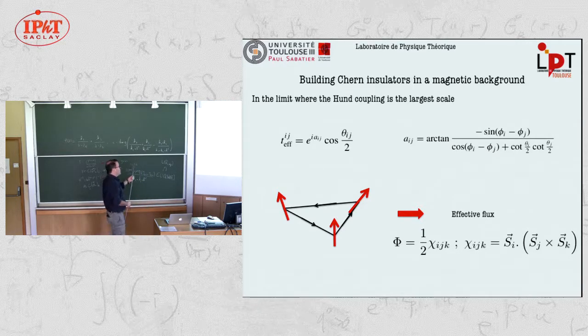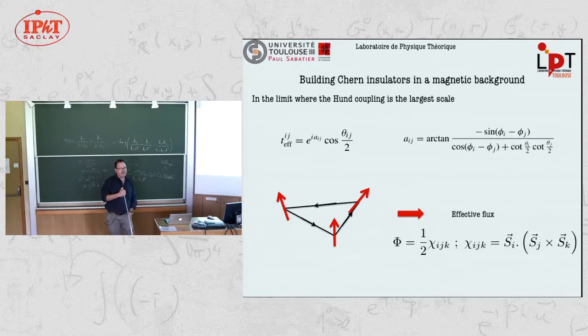And if you have a plaquette, you can try to compute the circulation of this gauge potential on the plaquette, and you may get a non-zero flux. And it turns out that this non-zero flux is going to be related, of course, to the configurations of your pre-existing spins. And this flux is going to be related to the triple product, or the scalar chirality, of your three spins. Okay?